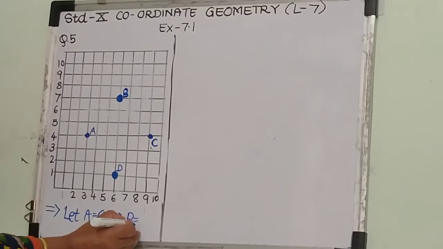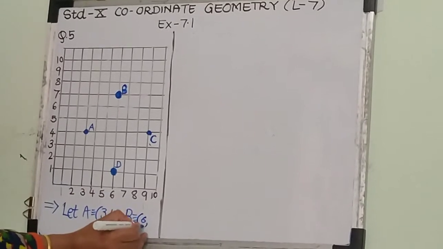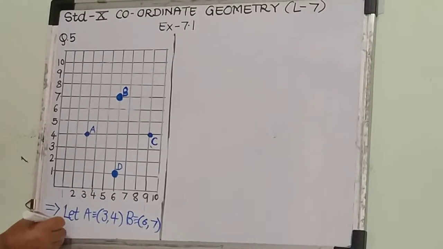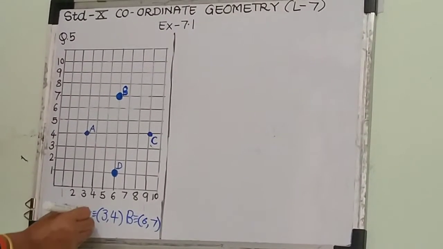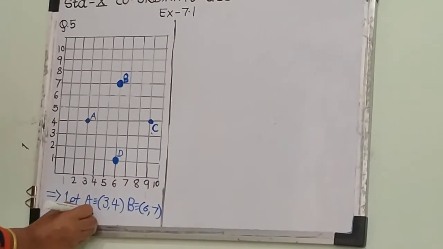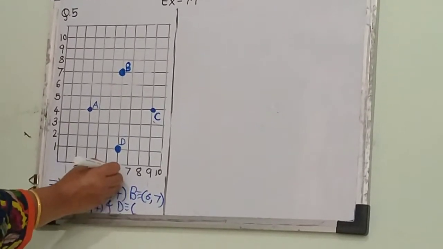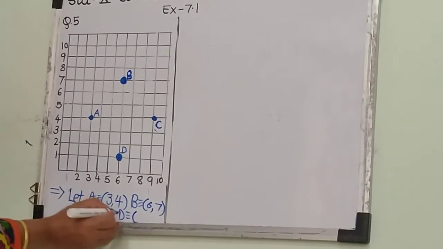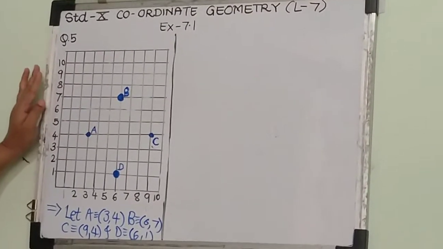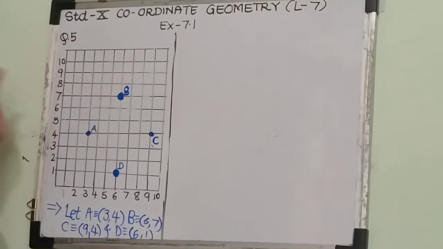Then for B we can see here the x coordinate will be 6 and the y coordinate will be 7. Similarly, C's coordinates: the x coordinate will be 9 and the y coordinate is 4, and D's coordinates are here 6 and here 1. So (6, 1). In this way, first we find out the coordinates of the given 4 points.